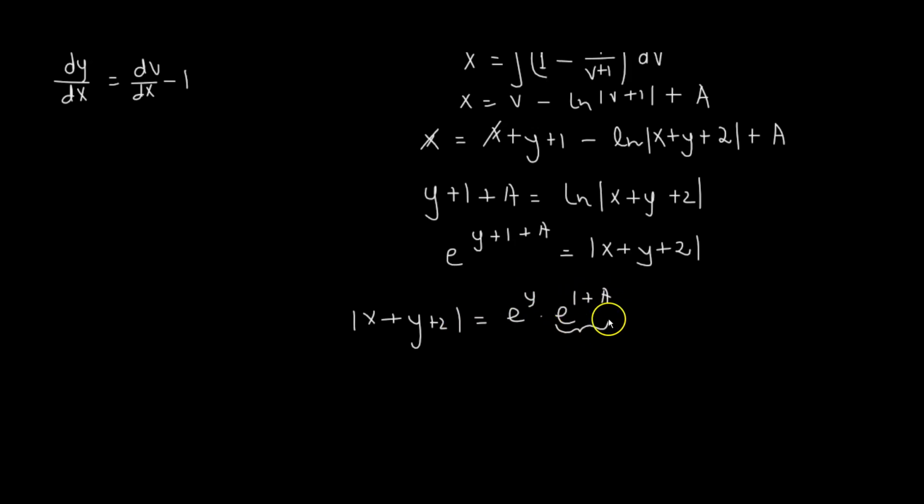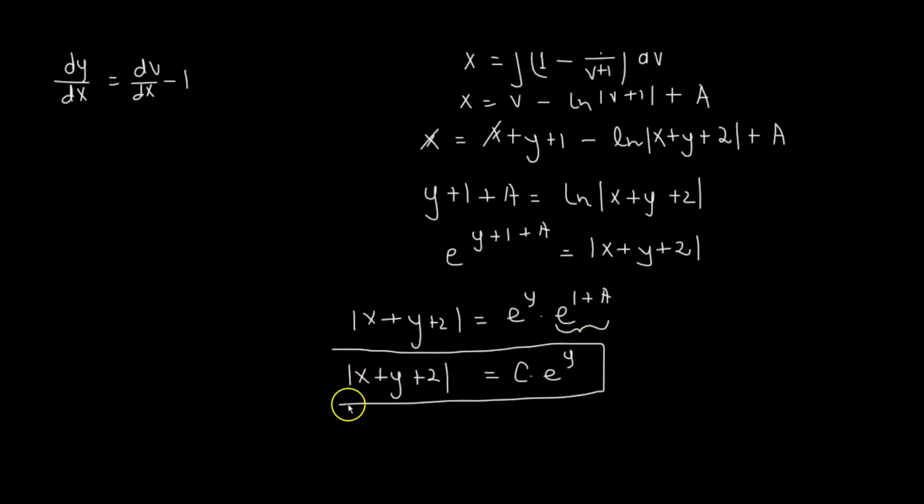Now since this is a constant, it can be replaced with c. So we have c times e raised to the power of y equals absolute value of x plus y plus 2. And this is the final solution to the given differential equation.